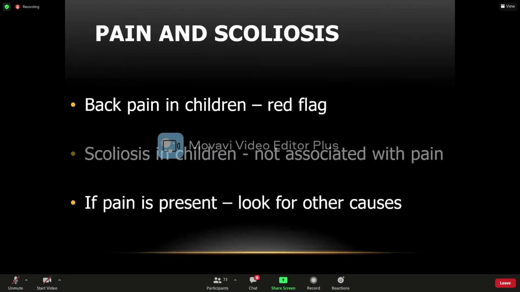The other thing to remember, and this is very important, is that scoliosis in children is a painless condition. So if a child comes with scoliosis and pain, you should be very, very careful because scoliosis is not normally associated with pain. So you need to look more carefully for other causes that may be causing the pain and the scoliosis.